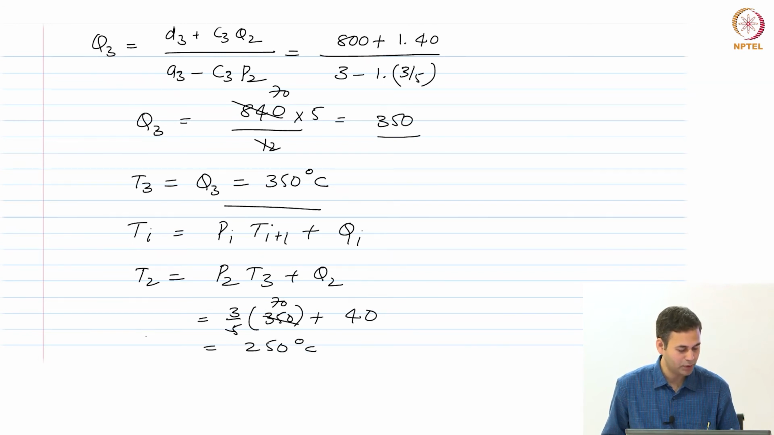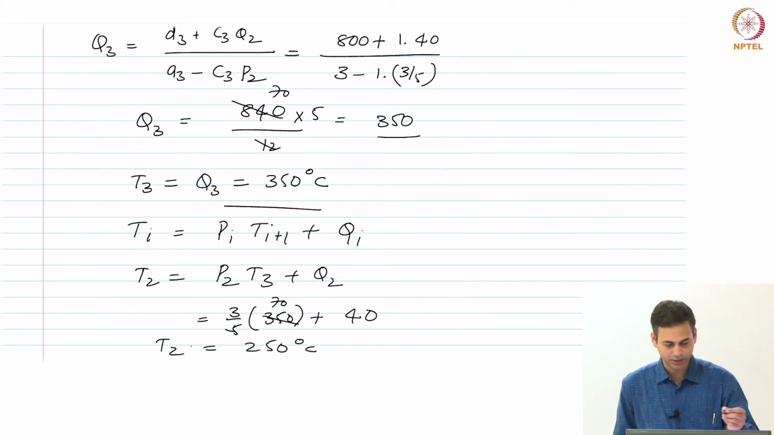370 is 210 plus 40. This is 250 degrees Celsius. Okay. What about the last one?